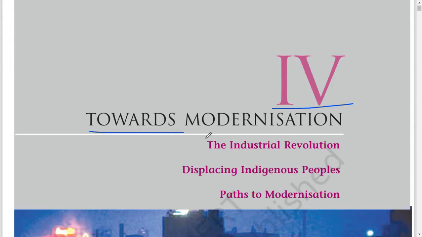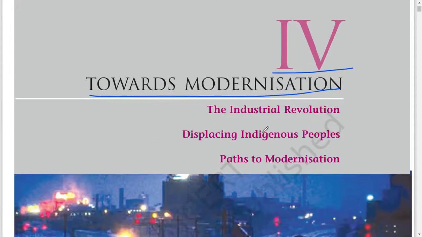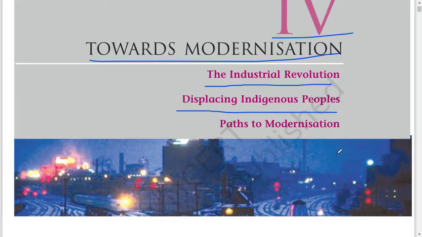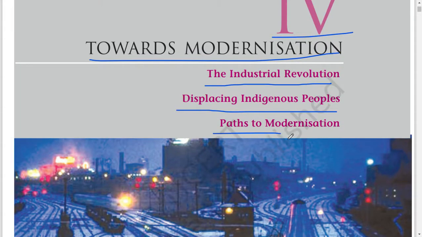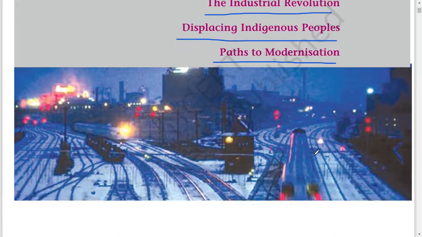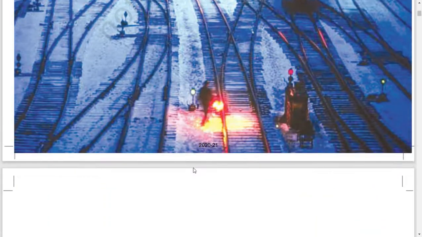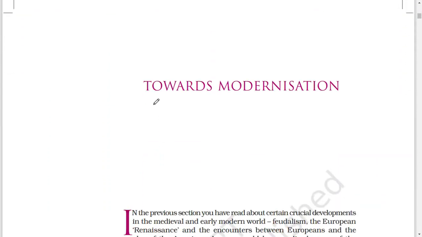Towards modernization: the Industrial Revolution, displacing indigenous peoples, paths to modernization. Towards modernization.